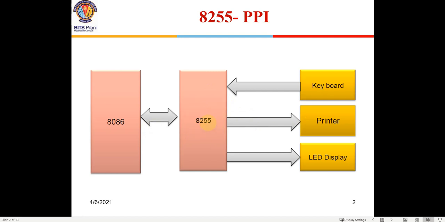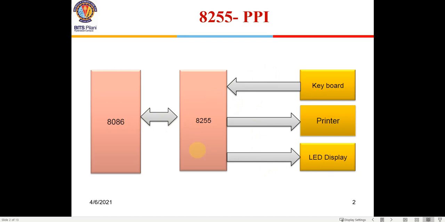So onto each 8255 device we can connect 3 IO devices. It could be all 3 output devices, or all 3 input devices, or it could be a combination of input and output devices, as it's shown here. One keyboard is connected, one printer, and one LED display. So these kinds of input output devices can be connected to 8255. So 3 sets, and then it can be further interfaced with 8086.